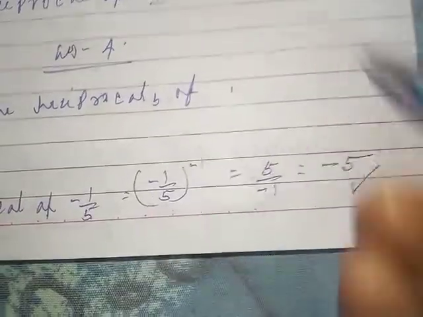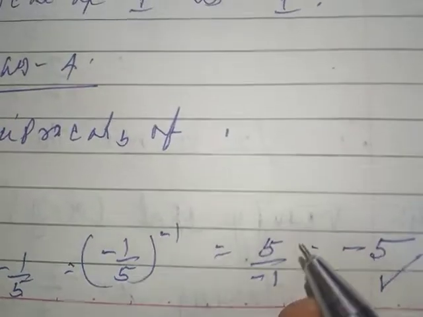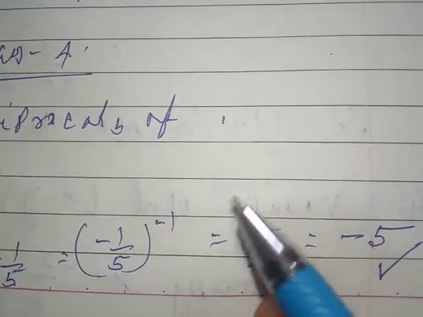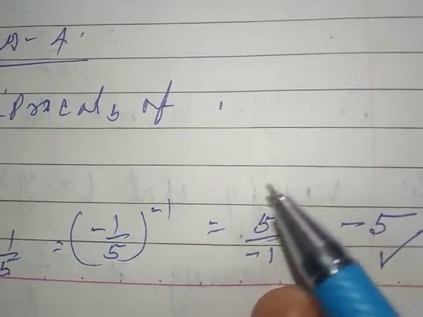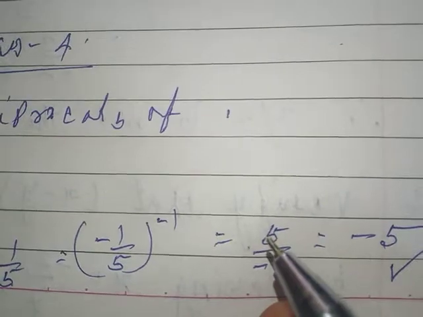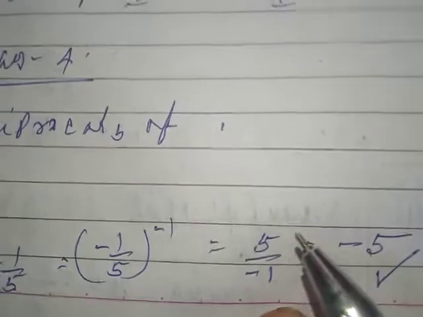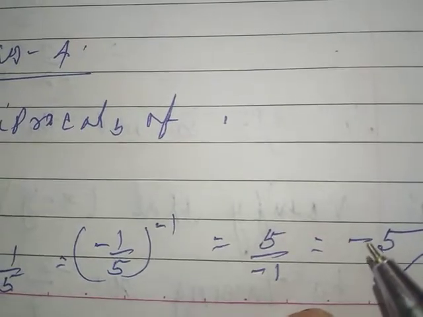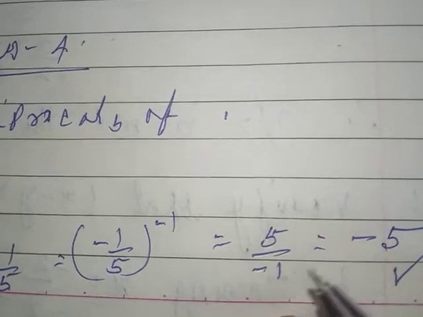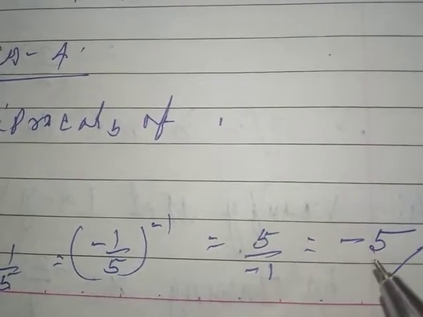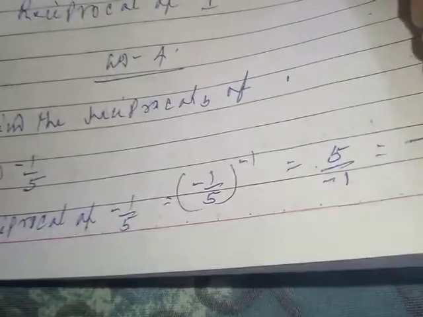Here 5 by minus 1 is there. If it is converted into standard form, what will you have? We will multiply 5 by minus 1 and minus 1 also by minus 1. So here it will become minus 5 and minus 1 into minus 1 is plus 1. Minus 5 upon plus 1, that is minus 5 only. So reciprocal of minus 1 by 5 is minus 5.